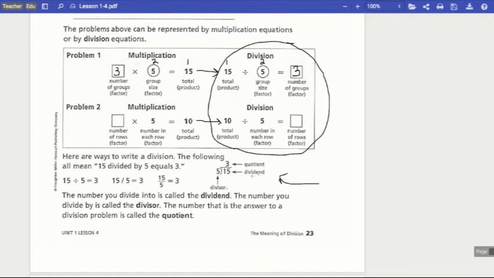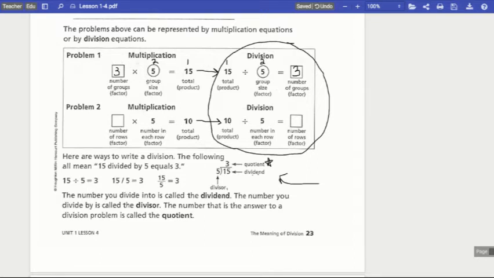Dividend and divisor are not necessarily quite as important, but quotient will be a big deal because we frequently talk about the product, which is the answer to a multiplication equation. If I ever ask you for the quotient, I'm asking you for the answer to a division equation.